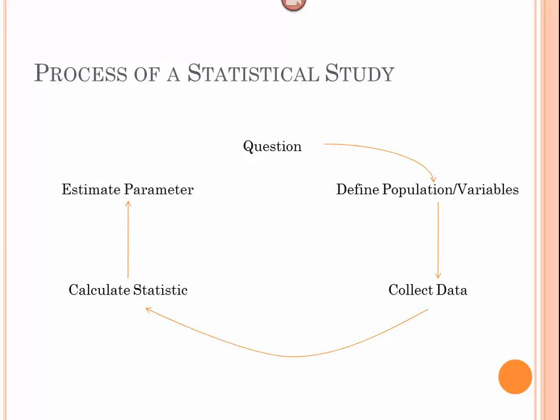Once we've calculated the statistic, we take that and use it as a way to estimate how close we feel the population is to that or not close to that. That's when we're estimating a parameter, which is a number based upon the population. We're going to look at that more here in a little bit. And then we take it back to the question. Did this answer our question? Did it not answer our question? And if not, then we start the process all over again. So that's sort of the circle of life of a statistical study.